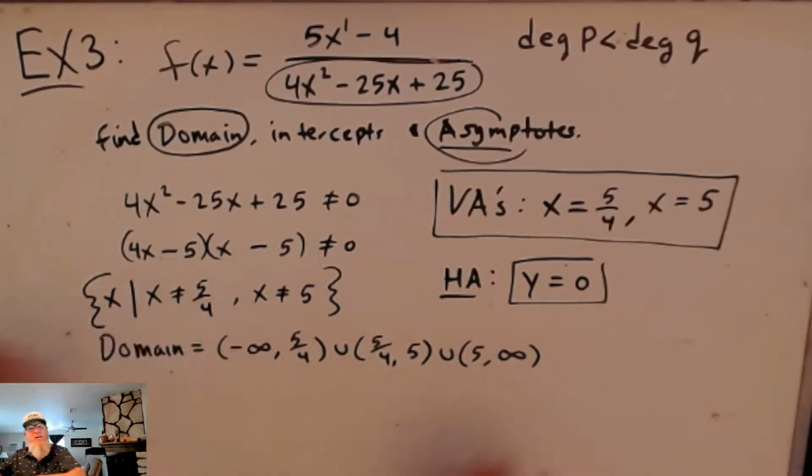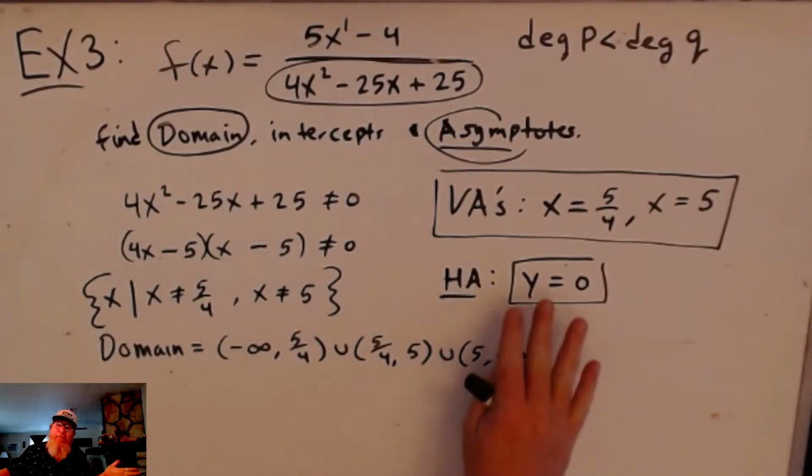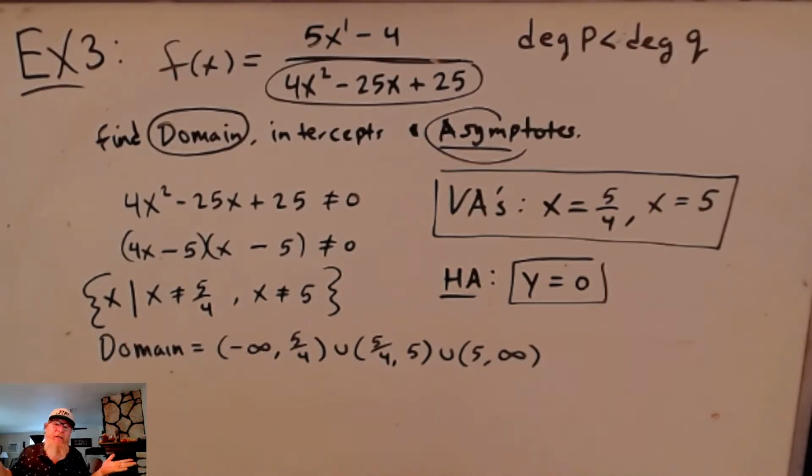However, horizontal asymptotes are what we call a tendency. It has a tendency to get close to that number. It might actually touch it. Right? It could touch it. It's not as strict as a vertical asymptote.